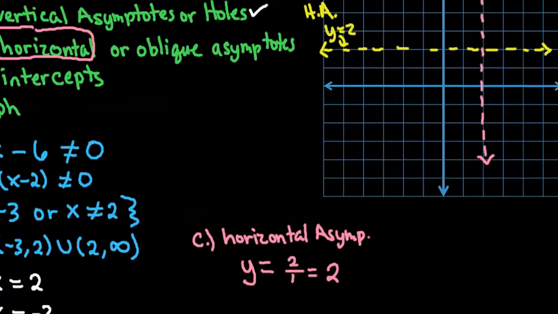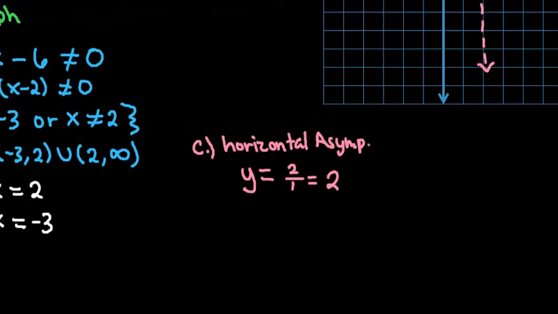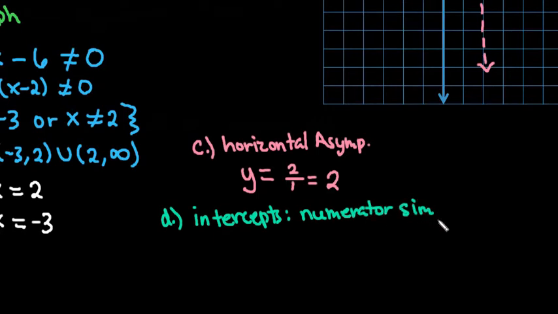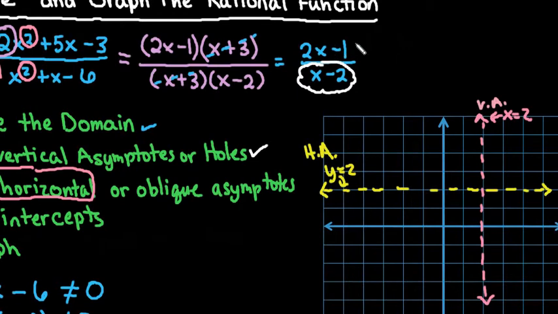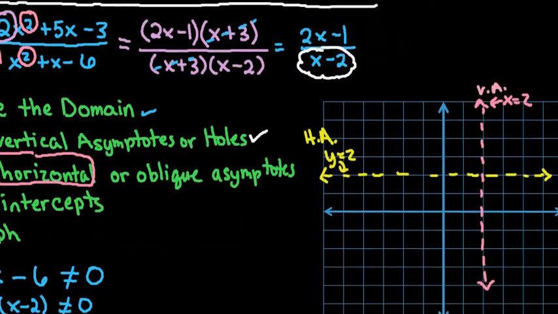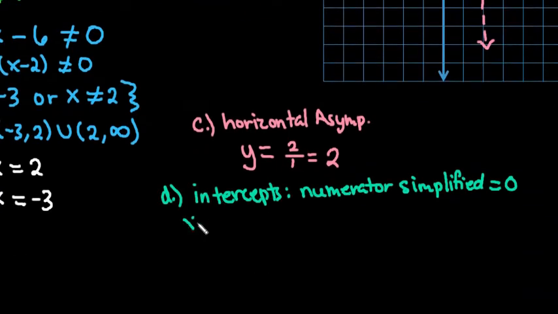So the next thing that it asks us to do to analyze is to find the intercepts. Okay, for part D, the intercepts occur when the numerator of the simplified is equal to 0. So if we go to our simplified rational expression, we're just going to simply take the numerator, which ends up giving us 2x minus 1. So for my x-intercepts.